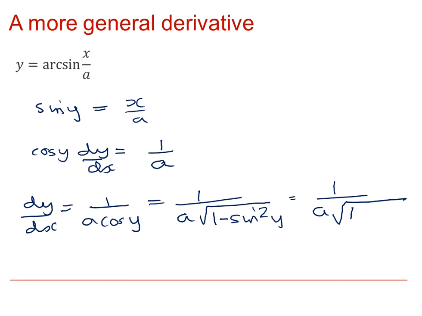Remembering in this case that we must write it as x over a, then a little tidying up on the algebra gives us a squared minus x squared. As before, we only need the positive square root because dy by dx is greater than or equal to 0.